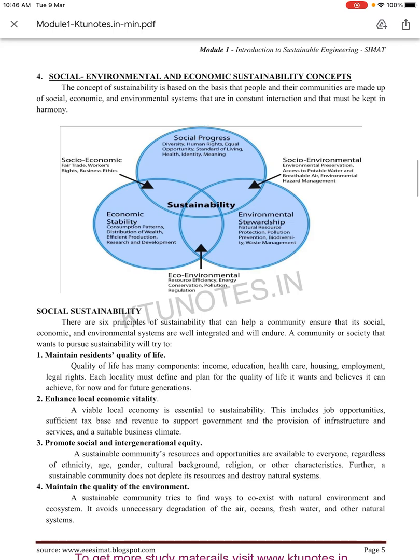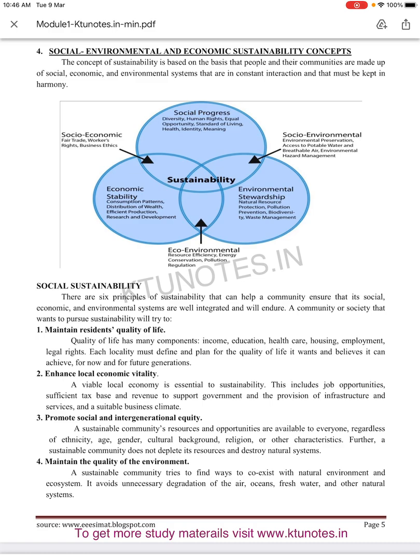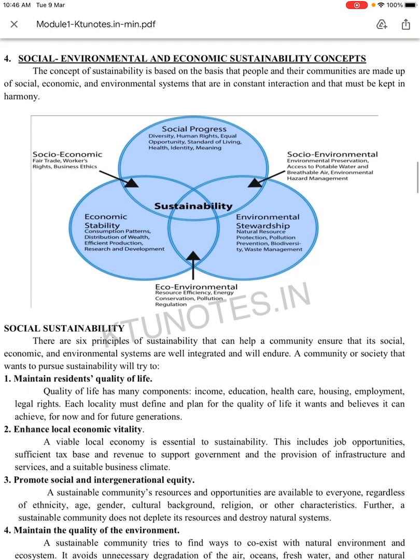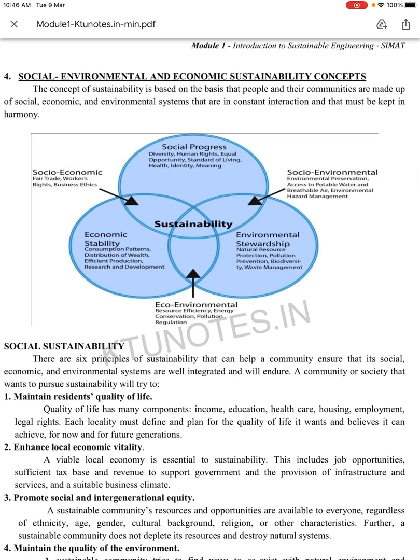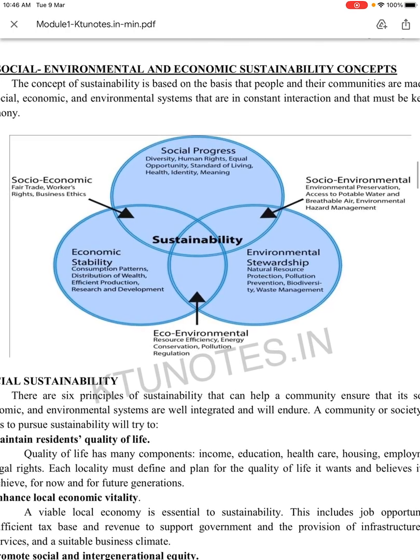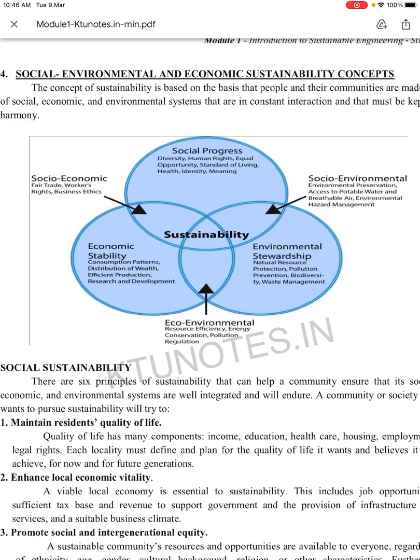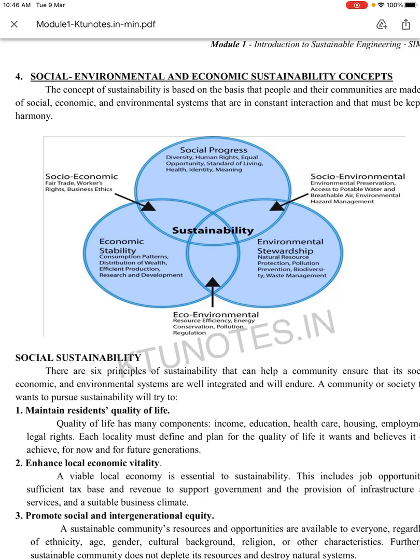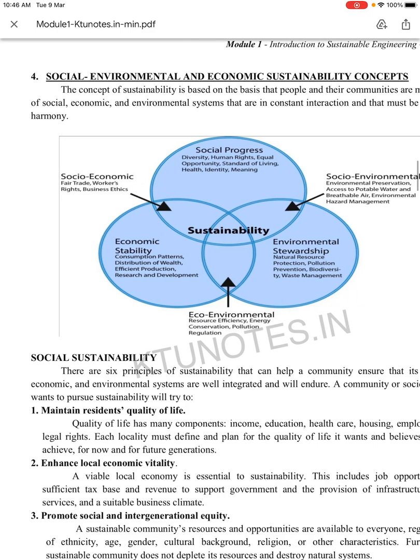Next we are going to discuss the types of sustainability: social sustainability, economic sustainability, and environmental sustainability. Each diagram discusses different processes in detail. For social sustainability, the circle defines the quality of life, like diversity, human rights, equal opportunity, standard of living, health, identity, and meaning. That means the quality of life, the level of standard at which each person is living.